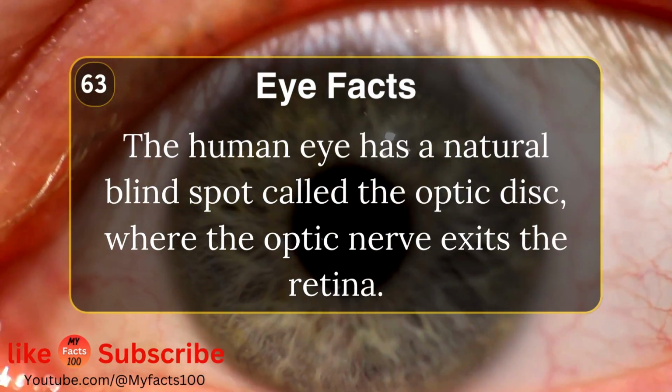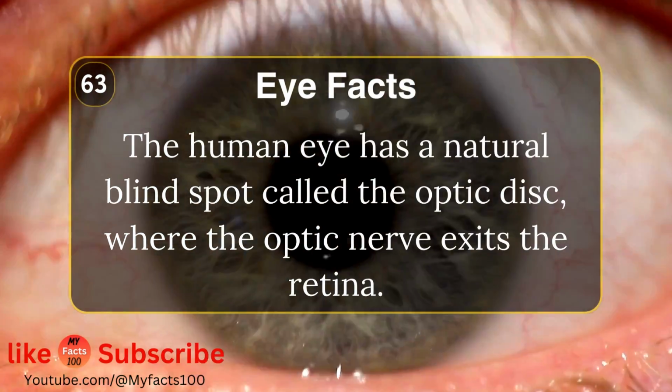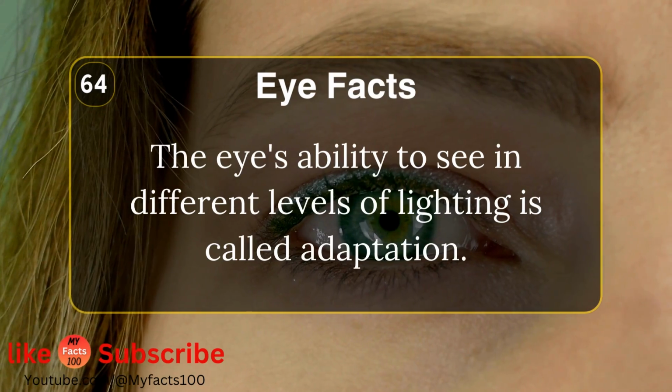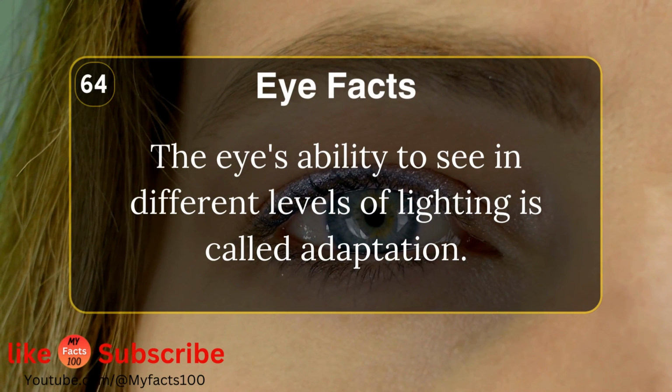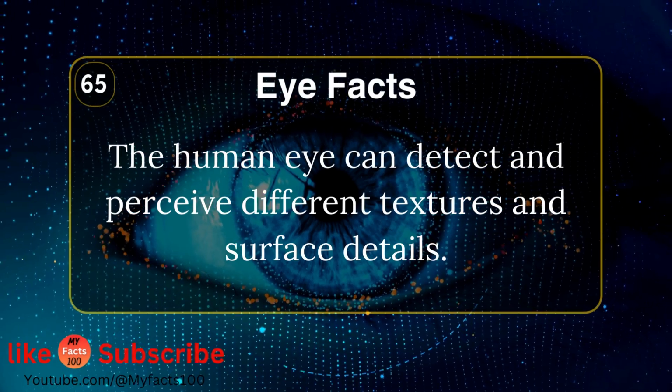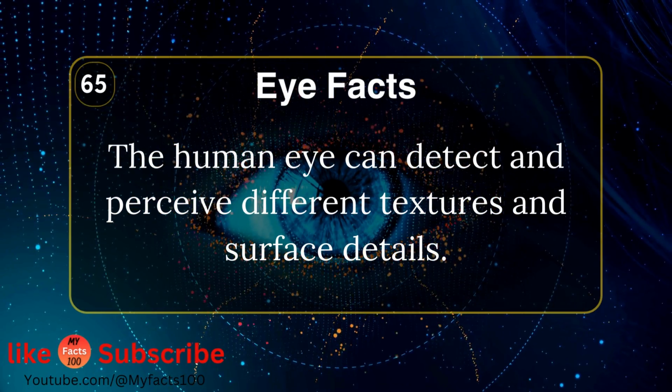The human eye has a natural blind spot called the optic disc, where the optic nerve exits the retina. The eye's ability to see in different levels of lighting is called adaptation. The human eye can detect and perceive different textures and surface details.